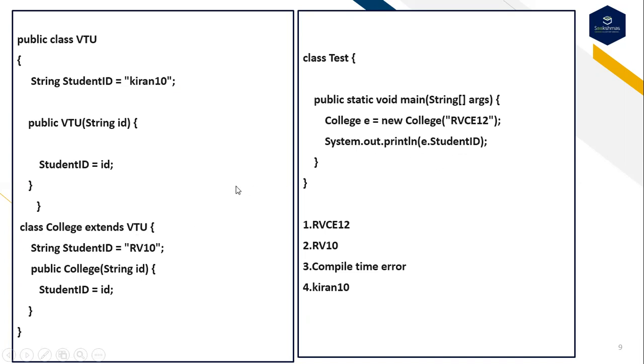I'm trying to access the student id, and these are some of the options. It will print RBCE followed by 12. It will print RBCE10, or compile time error. This is the question, and these are all the options. Okay, we'll discuss.